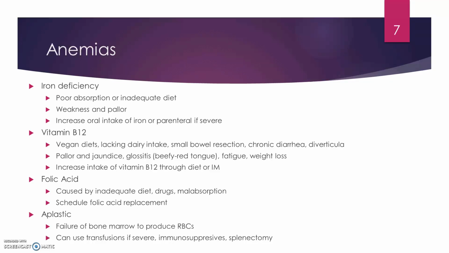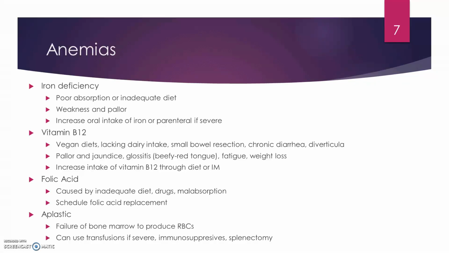Anemia, so we can talk about like an iron deficiency anemia, vitamin B12, folic acid, and aplastic. So iron deficiency, of course, is we don't have enough iron in our diet. So it's either poor absorption, where they're eating enough but they can't absorb it. Otherwise, they're not intaking enough. So supplementation of iron usually fixes this.